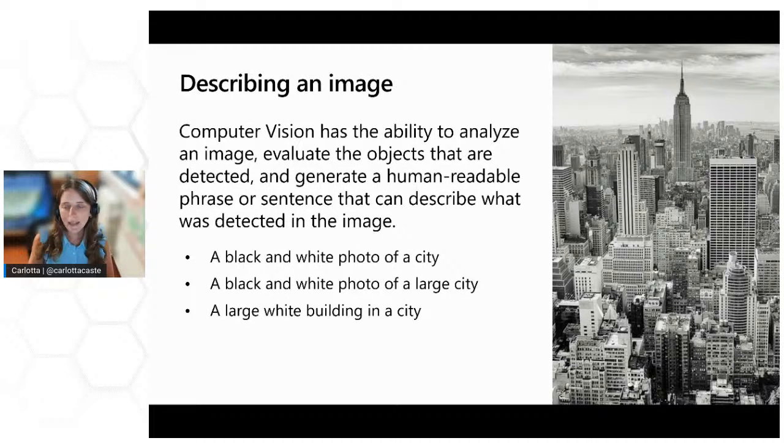And then the third sentence, the one with the lowest confidence score, is: a large white building in a city. Now, it's a black and white image, so we can't know the color of the building. But the main thing here is that the service was able to recognize a building in a city. So I think it's a very good start.